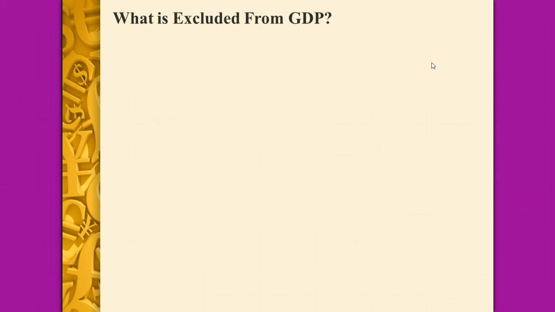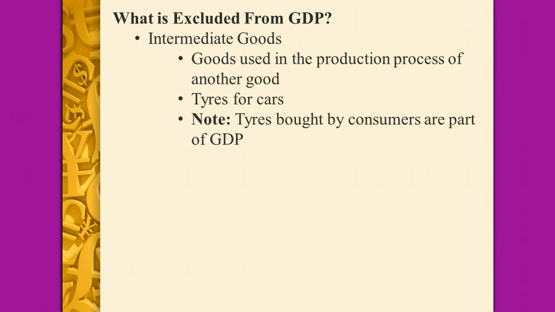So what is excluded from GDP? Well, the first thing that's excluded is what we call intermediate goods, and this is what I'm saying about final products. So goods used in the production process of another good. We'll go with tyres for cars. If a tyre is bought by Holden in order to go on the new Commodore and they're going to sell that, then that tyre is part of the production process. It's an intermediate good. It's used to produce the good, so therefore it is not part of GDP.